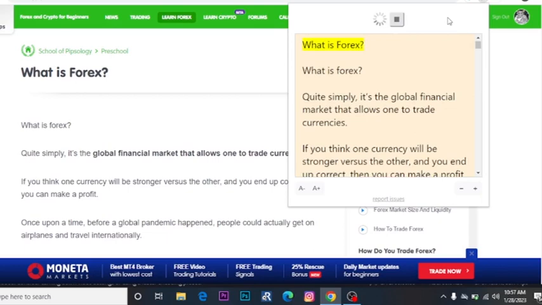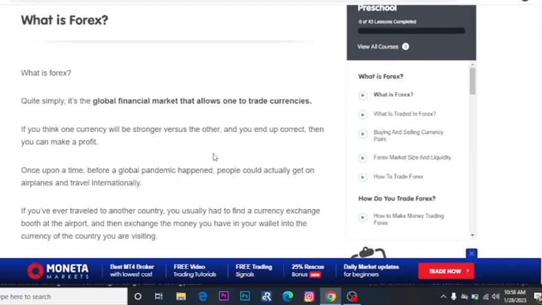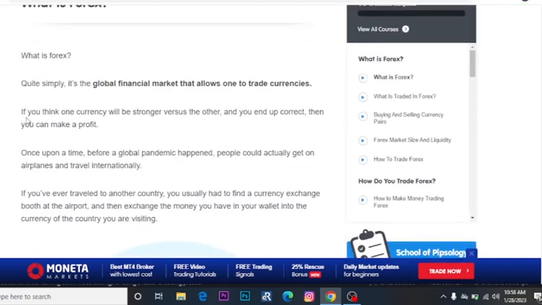What is Forex? Quite simply, it's the global financial market that allows one to trade currencies. If you think one currency will be stronger versus the other, and you end up correct, then you can make a profit.